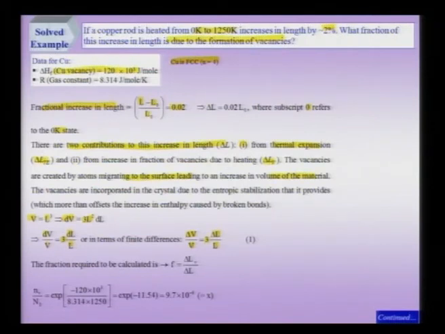So, the question I am asking is what fraction of the increase in length is due to the formation of vacancies. The fraction I am trying to calculate is delta LV, where the subscript V again refers to the vacancies, divided by delta L, which is the total increase in length, which has these 2 contributions. As before, N vacancies by N0, assuming a mole of atoms here, is given by the exponential of minus delta HF by RT, with T increasing from 0 to 1250, and I get a fraction of vacancies close to 10 power minus 5, which I call X.